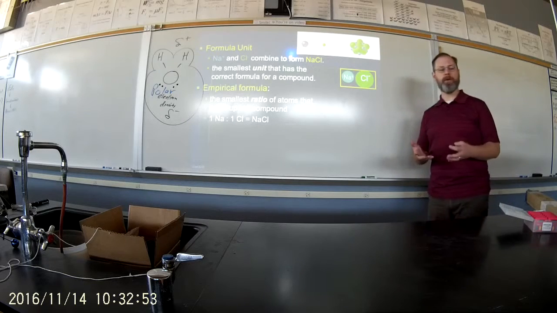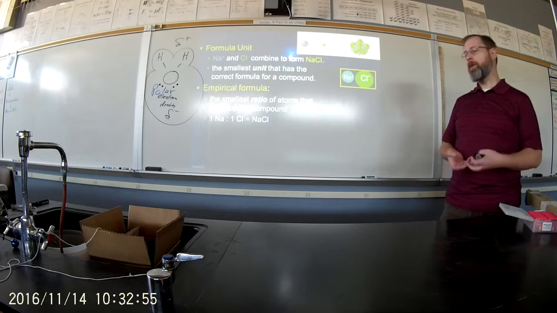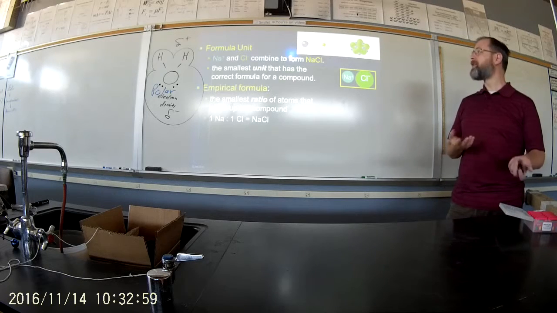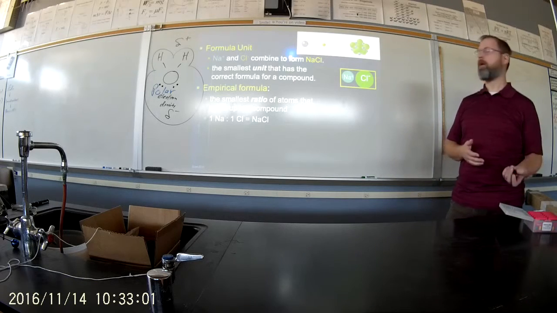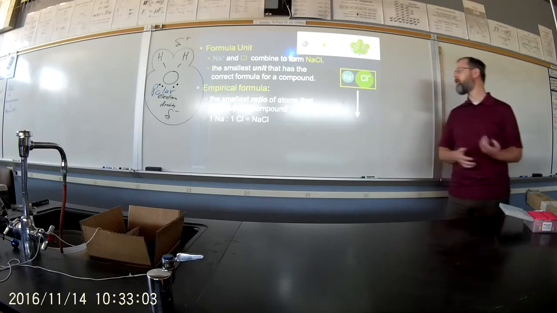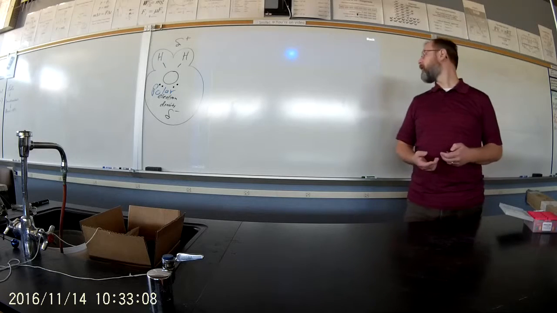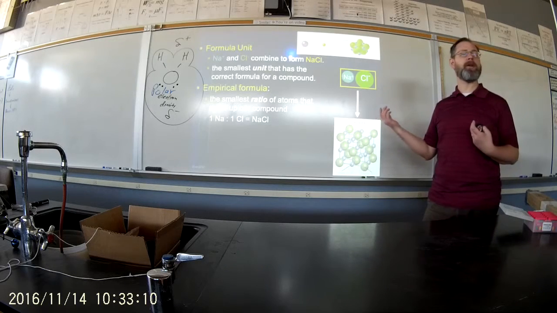If the formula unit has multiple ions, maybe it's 3 of one and 2 of the other, maybe it's 4 of one and 2 of the other. But in general, empirical formula is just the number of those ions. And once again, you put them together, you get the crystal lattice. Any questions about this before we move on to metallic bonding?